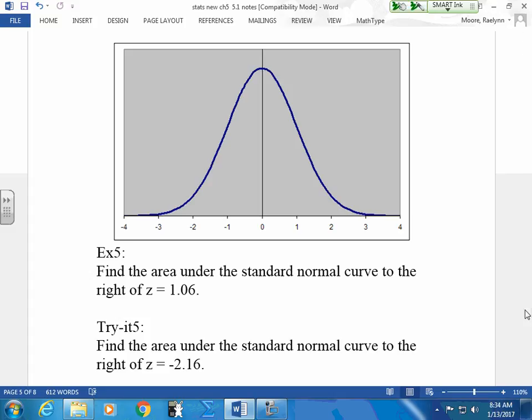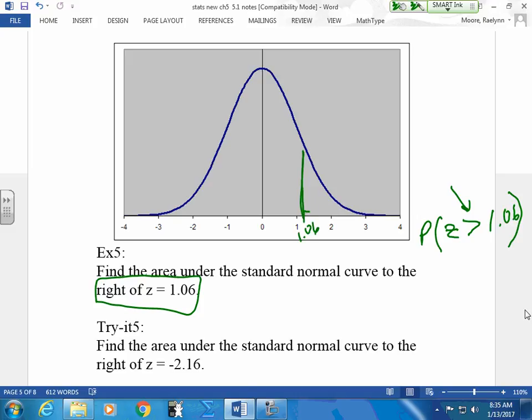Okay, find the area under the standard normal curve to the right of this. First, let's write this down. Let's make a probability statement. I want the area under my curve to the right of 1.06. Write this probability statement because this is going to help you figure it out. Which way is that arrow pointing? To the right. So I want the area to the right. So I'm going to look for 1.06, which is going to come real close to my 1. And I want to shade to the right.